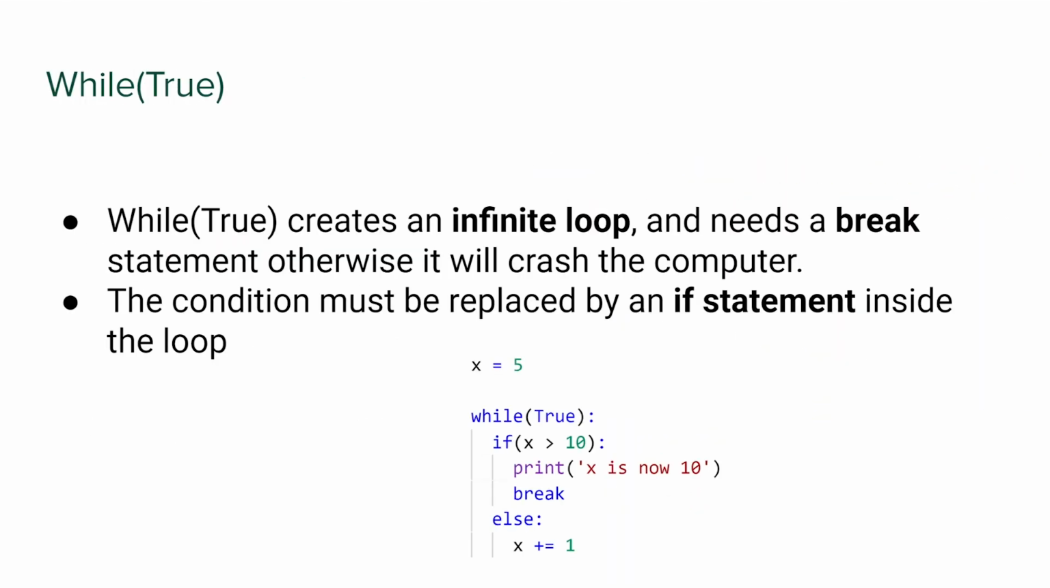So now we've talked about conditional statements, where there's a certain condition and it runs only when that condition is true. But there's also a different type of while loop, and this is called a while true loop. This creates an infinite loop and it needs a break statement, otherwise it will crash the computer, because if there is no break statement, it's going to run infinitely, and eventually it will crash the computer because you're using so much of the computer's resources.